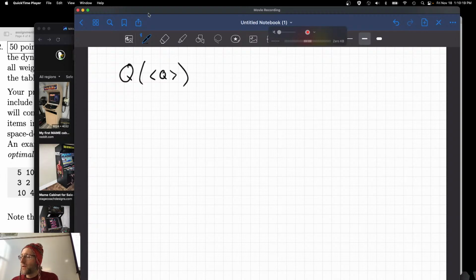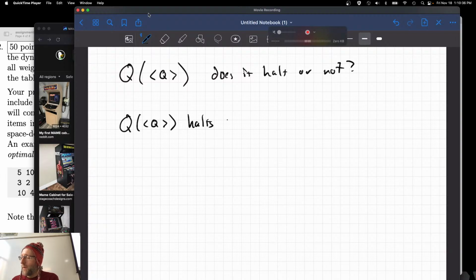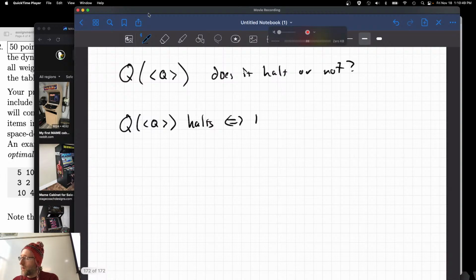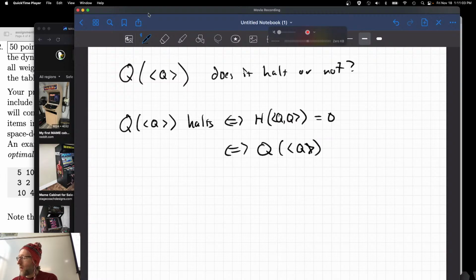Does this halt or not? Well, think about this. Q on Q halts if and only if what? What's the definition of Q? Q on Q will halt if and only if H on Q says 0. H on Q is 0. In other words, if and only if Q on Q halts. Or, sorry, does not halt.